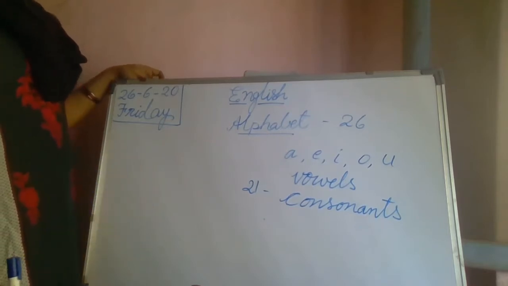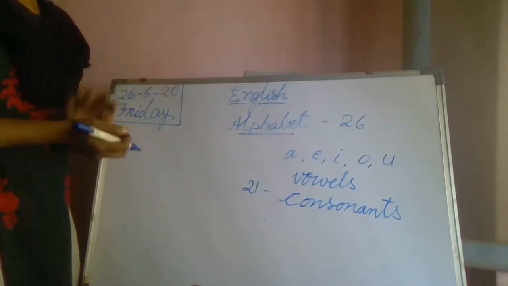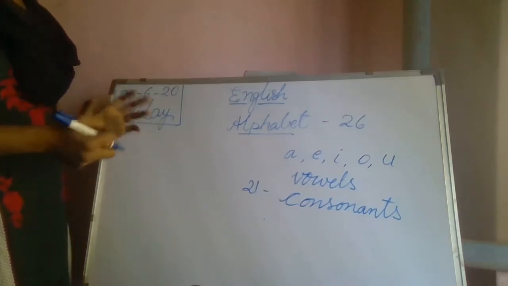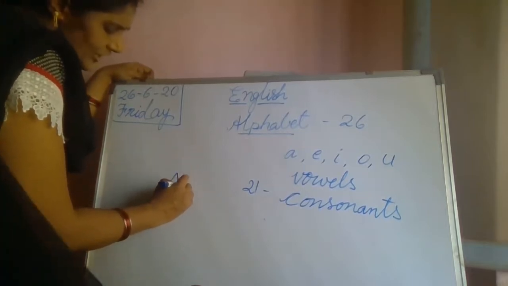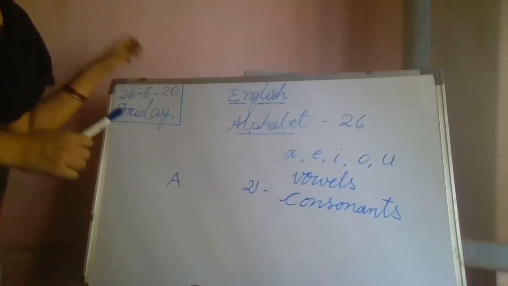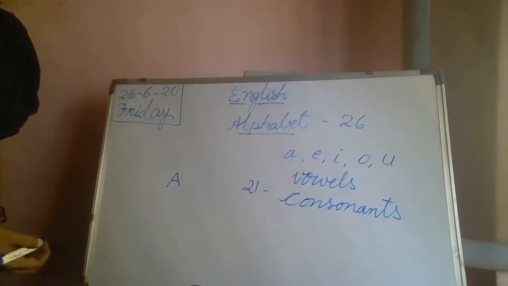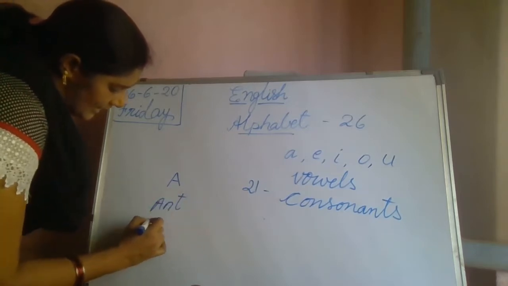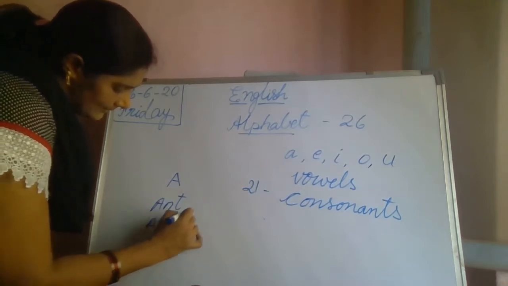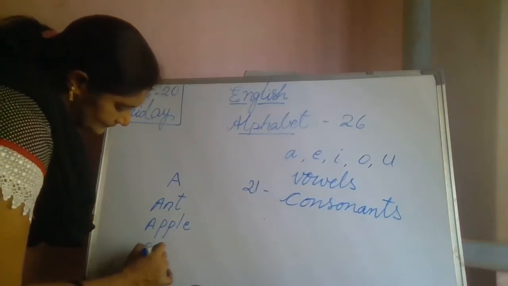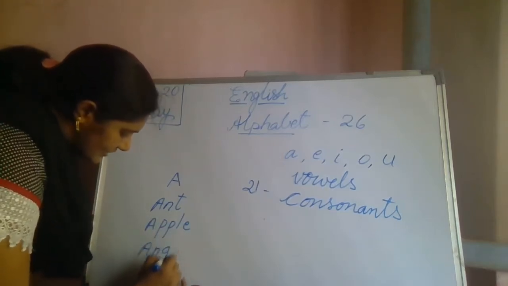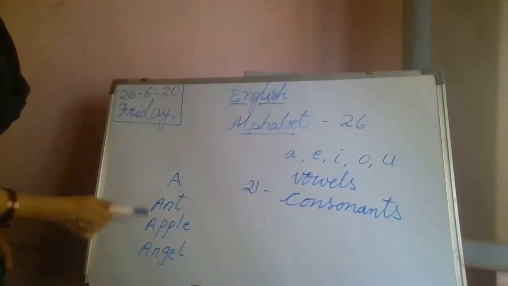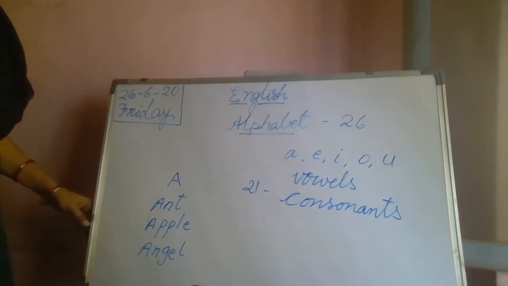Already in previous class, I explained how to make words. I explained word wall. What is meant by word wall? Word wall means, for example, if we take A, with this A letter, we can create so many words. A for ant, A for apple, A for angel, likes. Okay, we can create words like this. This is called word wall.